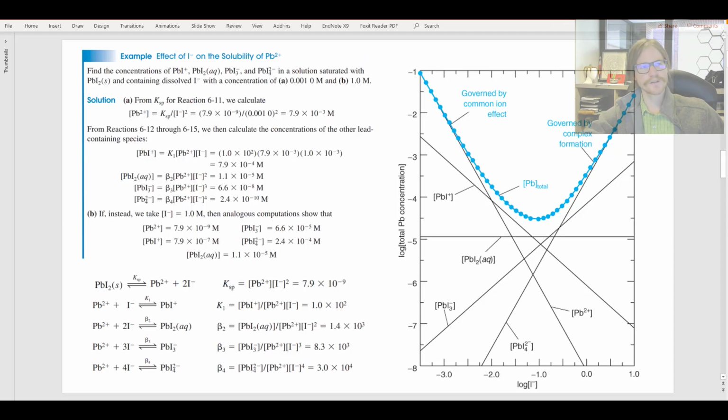So the last thing I'm going to do is just let's think about a real example. Again, this comes from your textbook, so I'm just going to walk you through this example briefly.